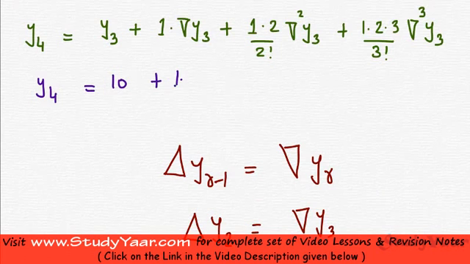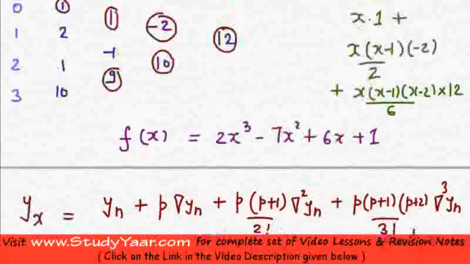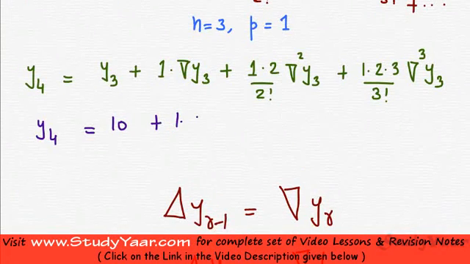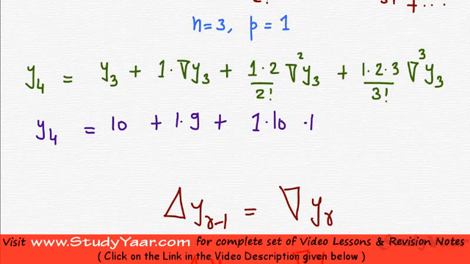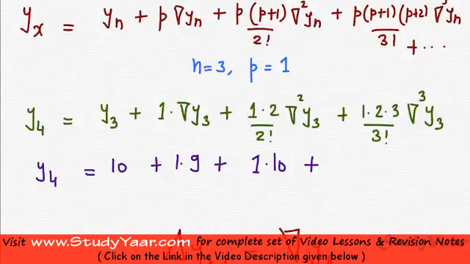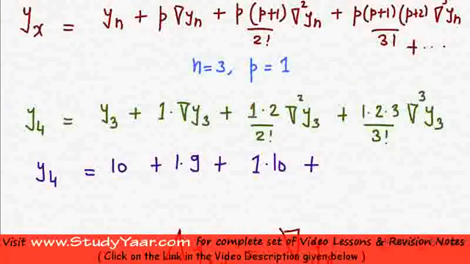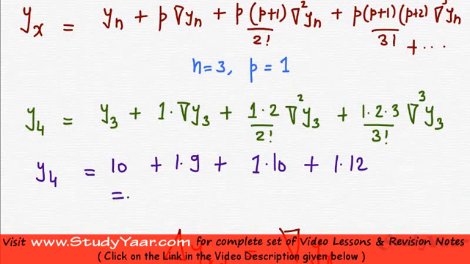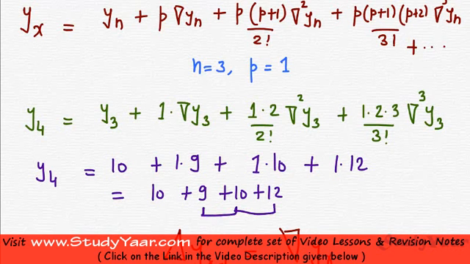10 plus 1 into your first forward difference y3, which is 9, plus this is equal to 1, your second backward difference y3, which is your second forward difference y2, which is 10, plus this is again equal to 1, and you have third backward difference y2, which is 12. So you have 1 into 12. So what you have is 10 plus 9 plus 10 plus 12. Okay, so you have 22 plus 9, 31 plus 10, 41 is the answer. So your y at x is equal to 4 is 41.